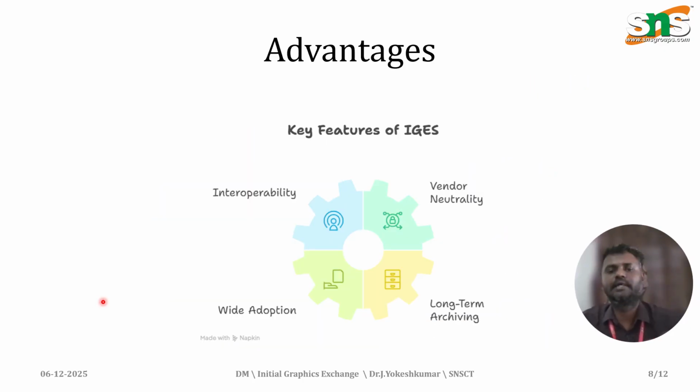Coming to the advantages, we have interoperability, where we can use this data for any machines, and vendor neutrality. Even though the software is developed by different vendors, we can use this format for different software applications. And wide adoption: we can use this file for different machines and different application software, and we can have long-term archiving. We can store and retrieve the data for a longer duration, even years or decades.